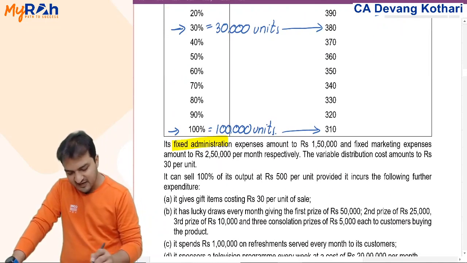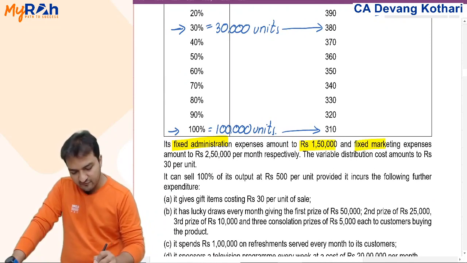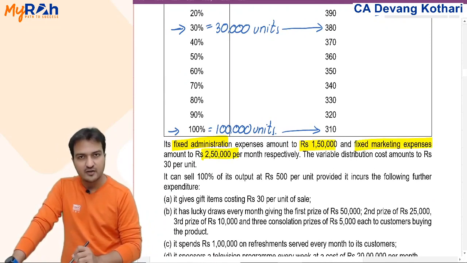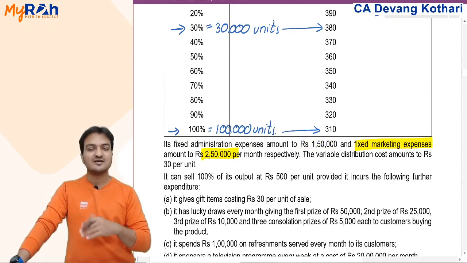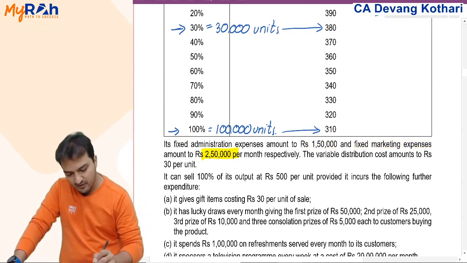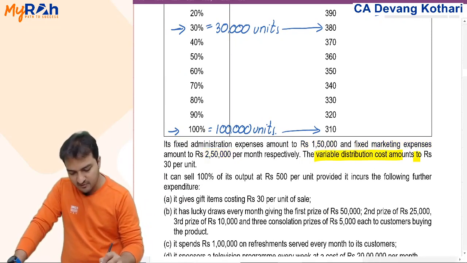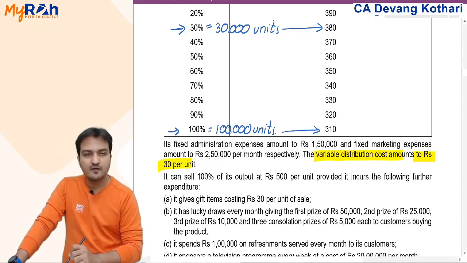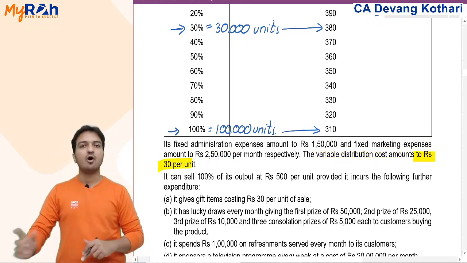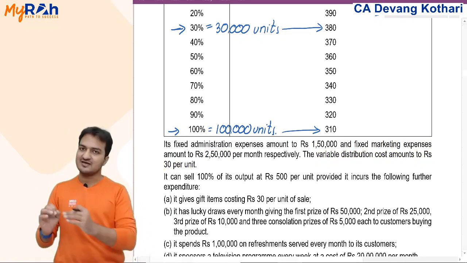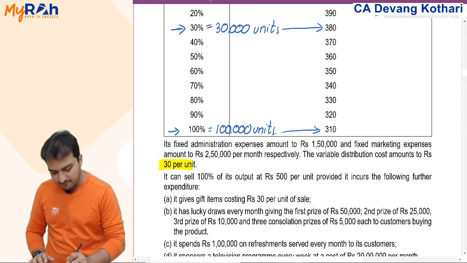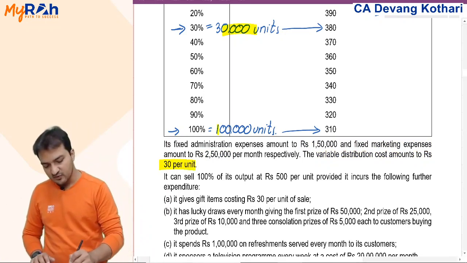The rest of the things are already given. You are given fixed admin expense 1,50,000, and fixed marketing expense as 2,50,000, that becomes your admin overheads, general and selling overheads. Variable distribution cost amounts to rupees 30 per unit. Variable distribution cost will also be considered in your S&D overheads, but it is 30 per unit into the number of units, whatever you decide.